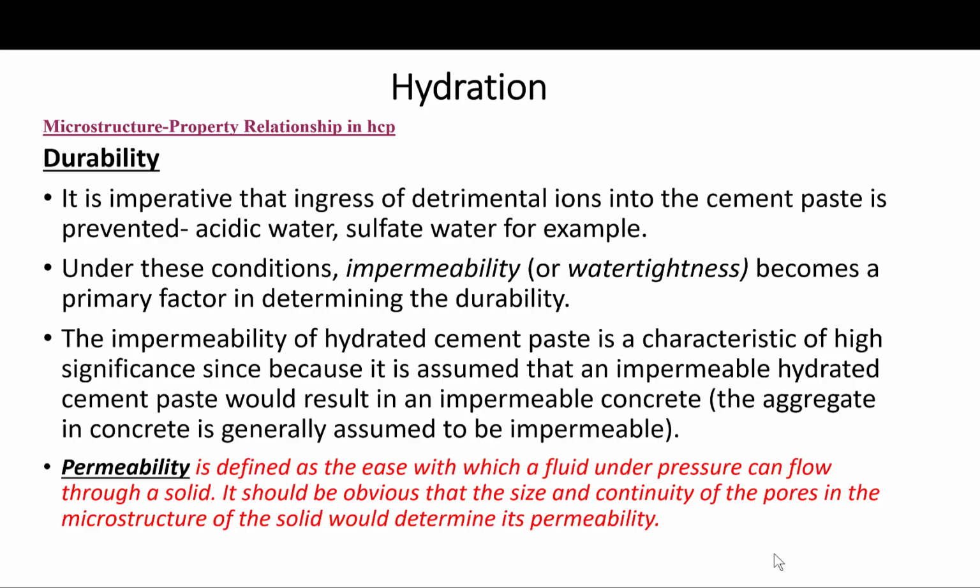The impermeability of hydrated cement paste is a highly prized characteristic, because it is assumed that an impermeable hydrated cement paste would result in an impermeable concrete. Of course, the aggregate in concrete is generally assumed to be impermeable. So permeability is defined as the ease with which a fluid under pressure can flow through a solid. It should be obvious that the size and continuity of the pores in the microstructure of the solid would determine its permeability.